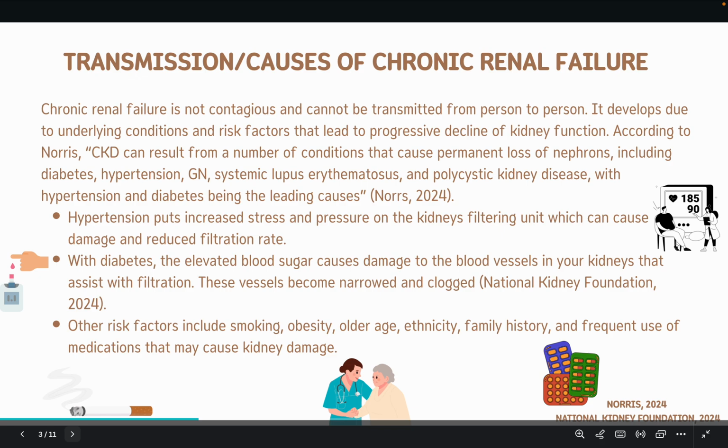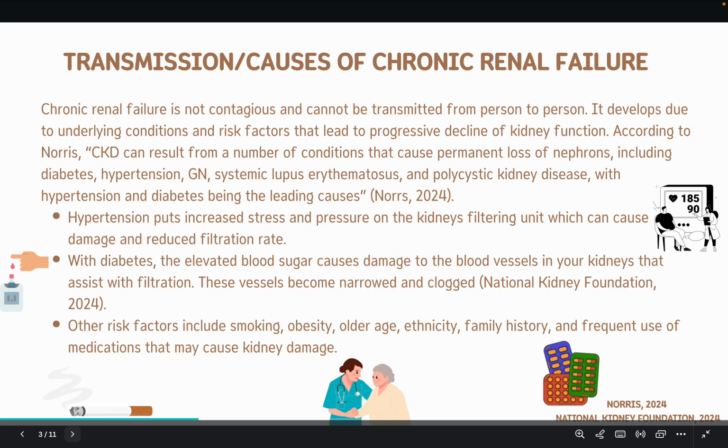So since those are the two leading causes, just to go over them in a little more detail, hypertension puts increased stress and pressure on the kidney's filtering unit, which causes damage and reduced filtration rate. So you're not getting rid of those waste products in the blood. With diabetes mellitus, the elevated blood sugar causes damage to the blood vessels in your kidneys that assist with filtration. These vessels become narrow and clogged.